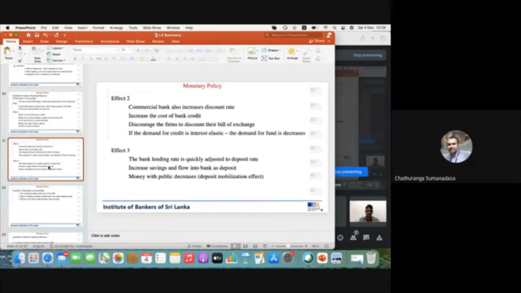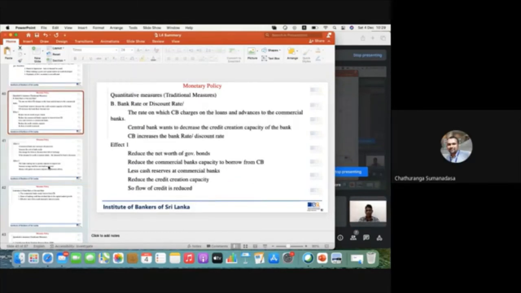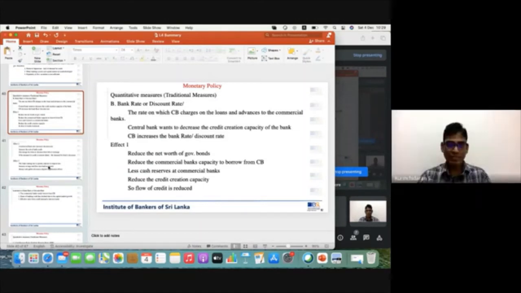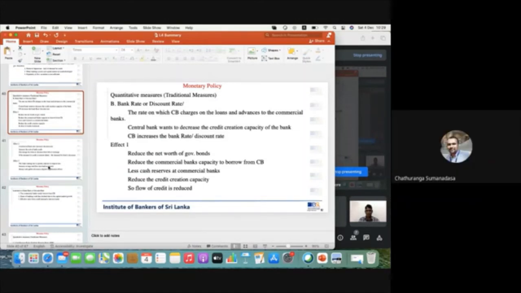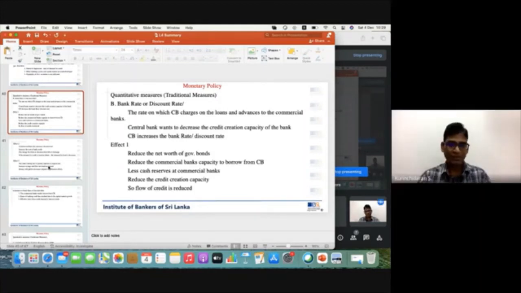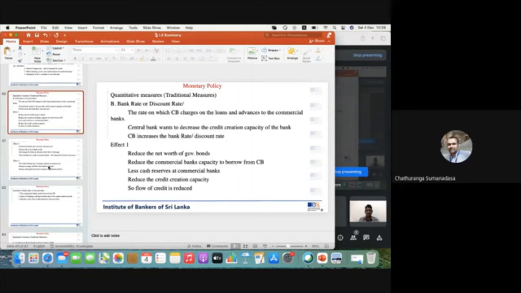I have one more question. In effect 1, we know that if the interest rate goes up, the value or the price of the securities goes down. We learned that in earlier sessions. So in effect 1, it says it reduces the net worth of the common fund. Is it the same thing? Same thing.